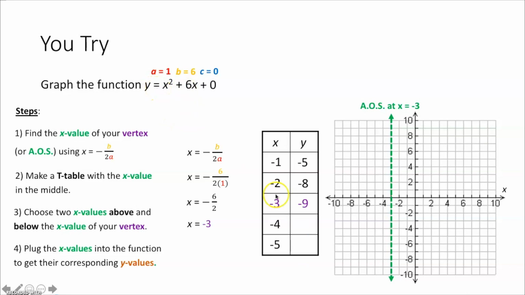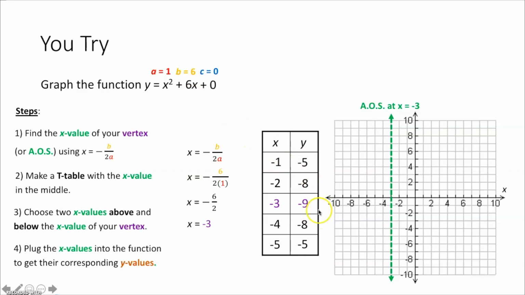Then negative 4. If you recall from what we talked about in example 1, since these are the same distance away, this should also be negative 8. And then this down here should also be negative 5. Let's see. If I plug in negative 4, negative 4 squared is going to be 16, plus 6 times negative 4, that's negative 24. So 16 minus 24, that's negative 8. And if I plug in negative 5, squared is going to be 25, plus 6 times negative 5, which is negative 30. So 25 minus 30, negative 5.